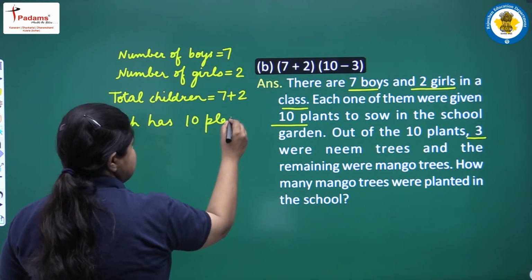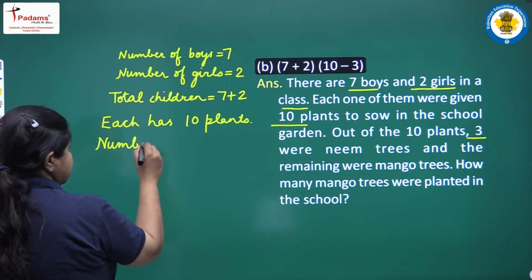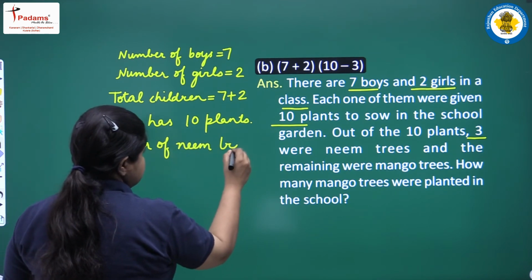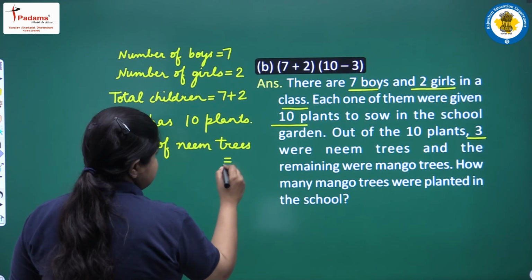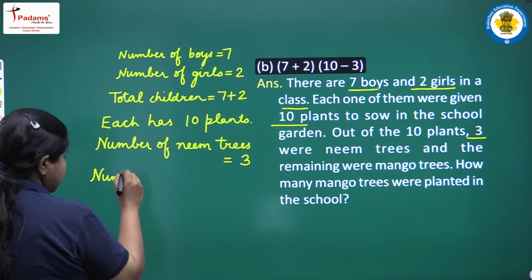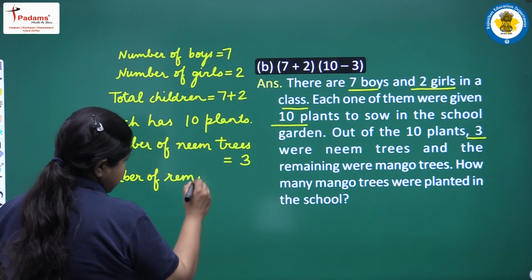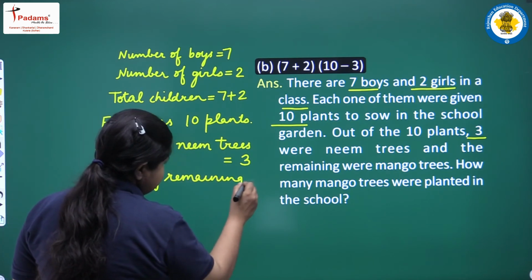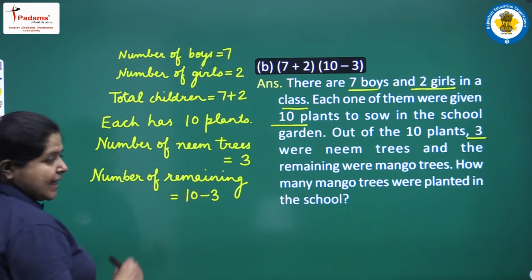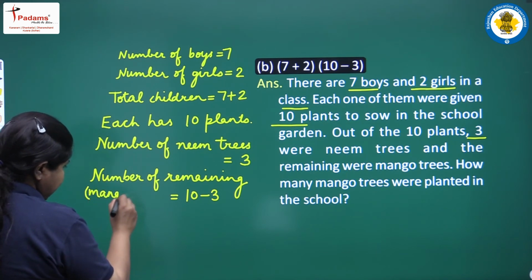Each has 10 plants. Number of neem trees is given to be 3, and the number of mango trees, or the number of remaining trees, we will get by subtracting 3 from 10, and these are the mango trees.